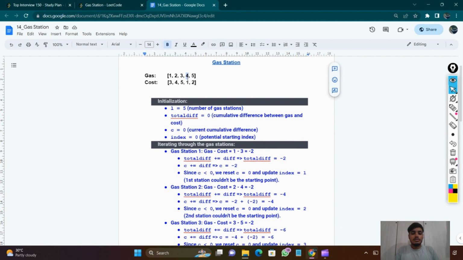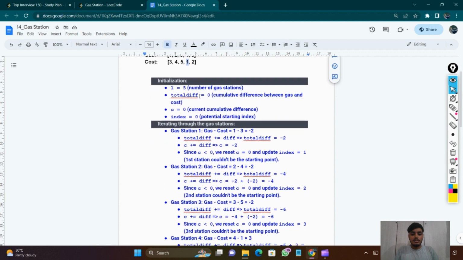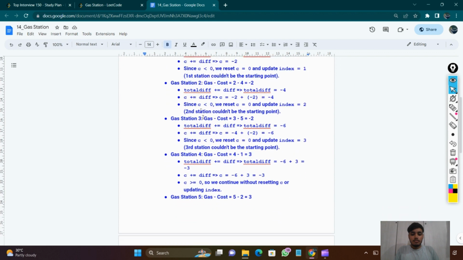Now here the situation changes. We have four amount of gas and we required one amount of gas to move to the next station. So we can do that. So let's see what happens. So when it is positive, we have to do this in all conditions.